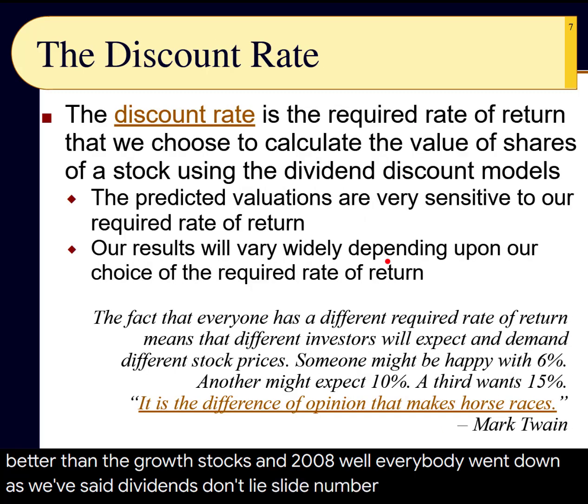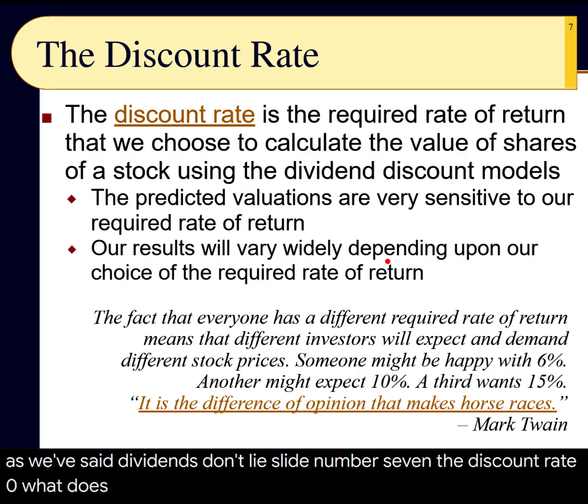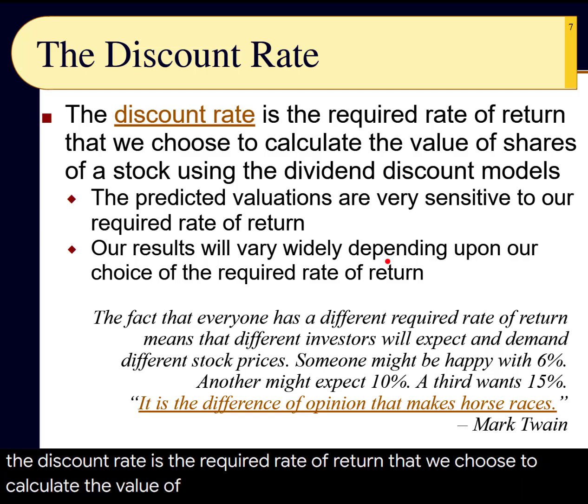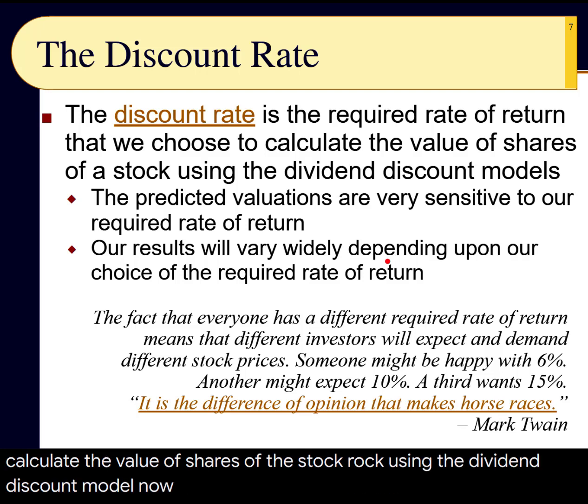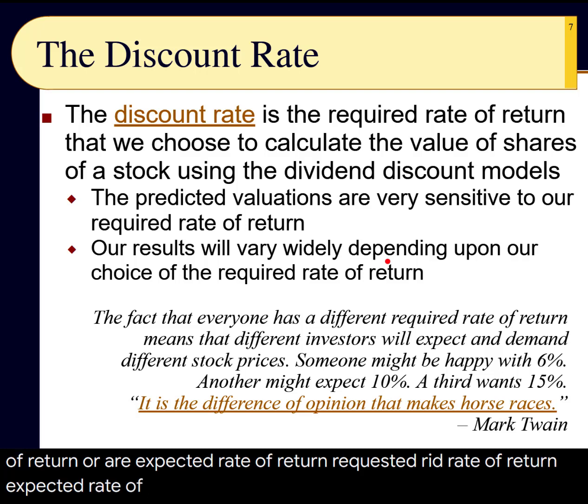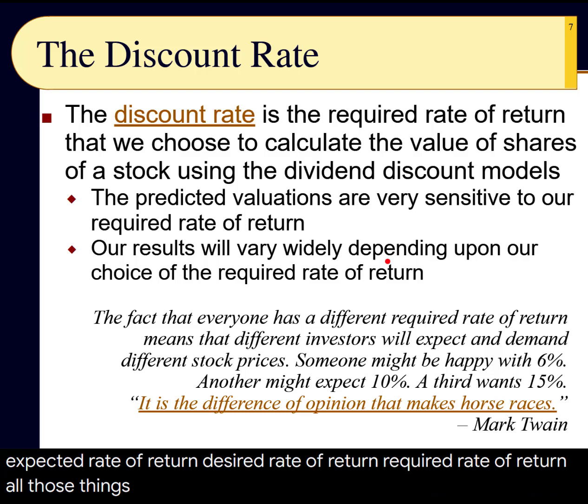Slide number 7, the discount rate. Oh, what a silly name. Oh, here's one of the words that gets in the way. The discount rate is the required rate of return that we choose to calculate the value of shares of the stock using the dividend discount models. Now, we're going to use the term often required rate of return, or expected rate of return, requested rate of return, desired rate of return. All those things mean the same thing, and they mean the same thing as the discount rate.